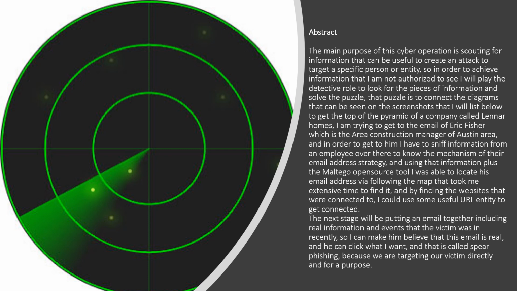By finding the websites that were connected, I could use some useful URL entities to get connected. The next stage will be putting an email together including real information and events that the victim was in recently, so I can make him believe that this email is real and he can click what I want. This is what's called spear phishing, because we are targeting our victim directly.